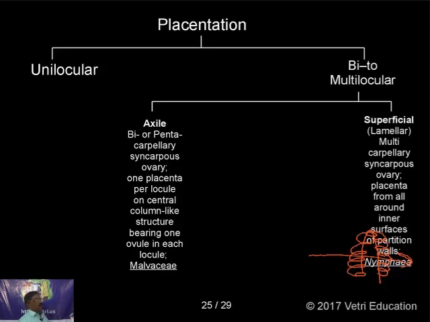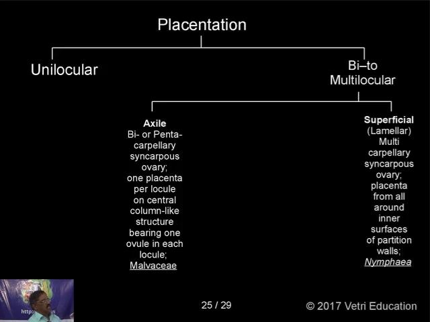Now let us see the two or more locular ovaries. The first one here is axial placentation. Here you can find a bi- or pentacarpellary syncarpus ovary, or sometimes many carpels. As seen in Abutilon, there you can find 14 to 20 locules. There is one placenta, a central column-like structure, and the ovules are attached in each locule. So here you can find a pentacarpellary ovary with 5 locules, or more than that; the number of locules is equal to the number of carpels. In each locule, the ovules are attached at the center.